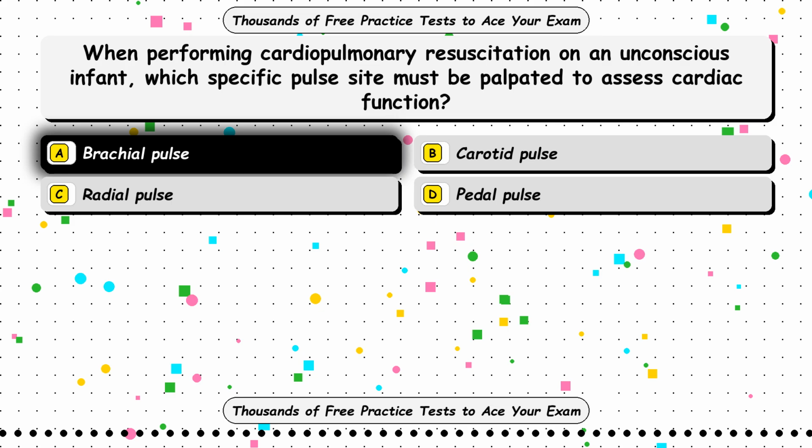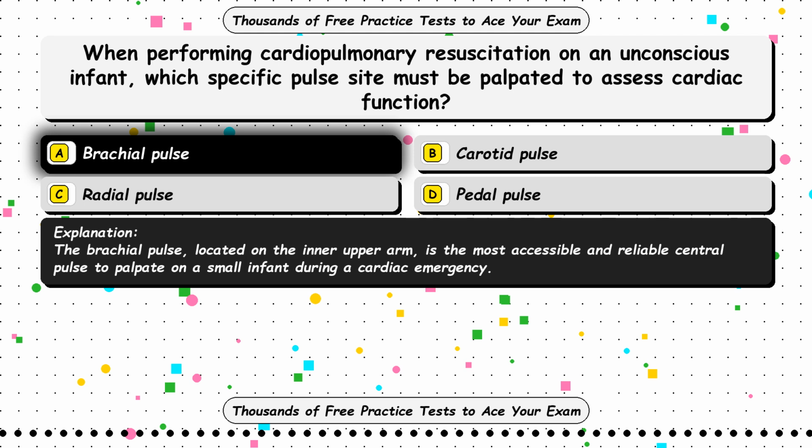The correct answer is option A, brachial pulse. The brachial pulse, located on the inner upper arm, is the most accessible and reliable central pulse to palpate on a small infant during a cardiac emergency.